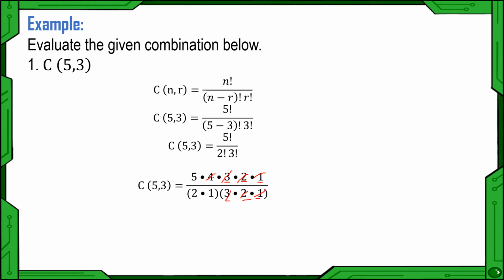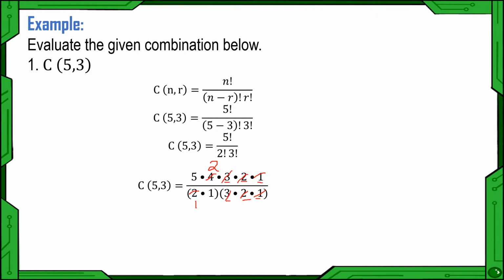And you also notice here that we can simplify 4 and 2. We can divide them by 2. So 4 divided by 2 is 2, so the number 4 will now become 2. And then 2 divided by 2 is 1.